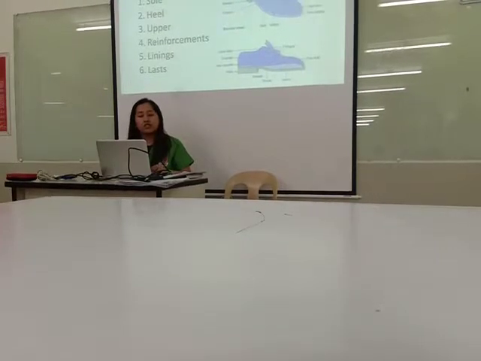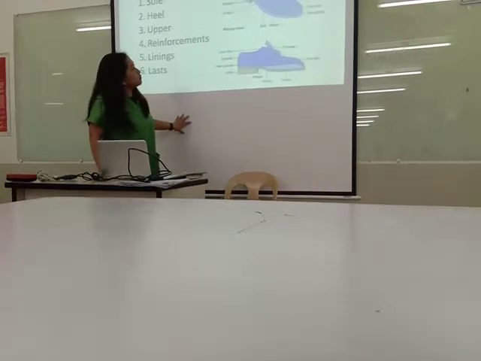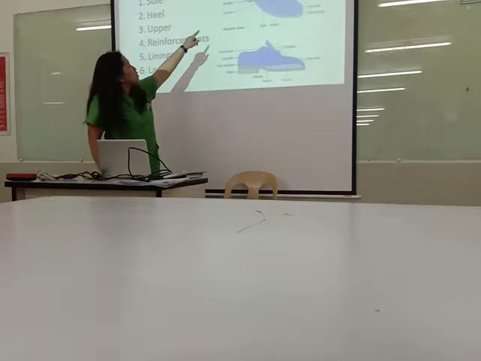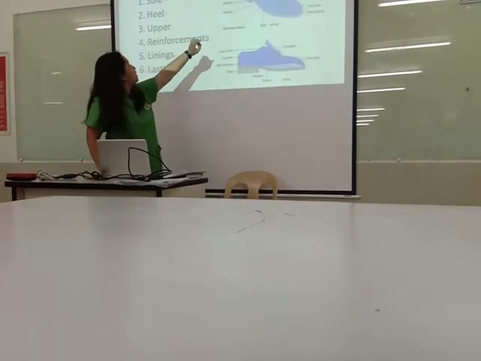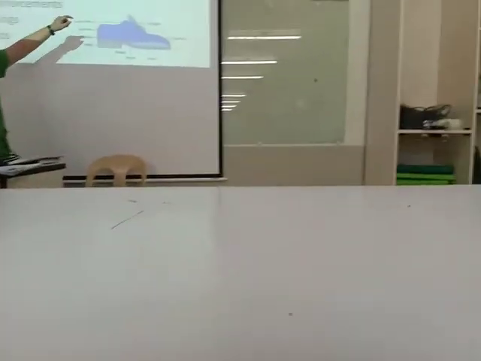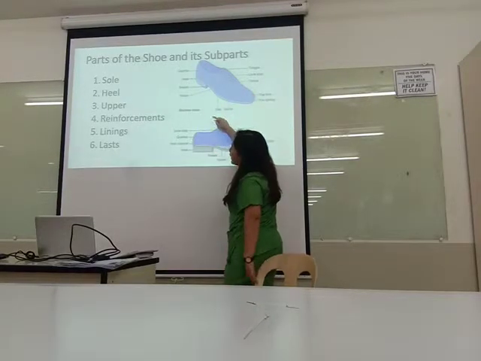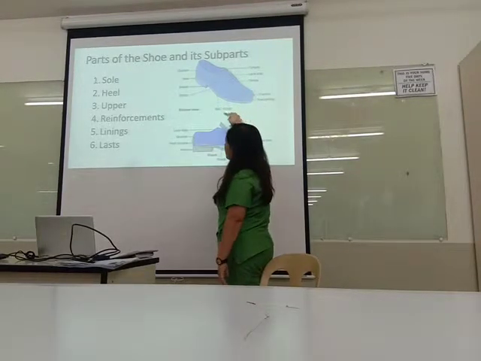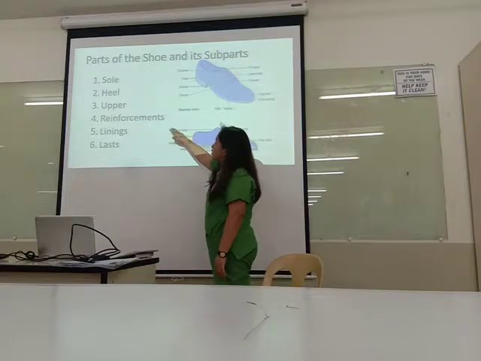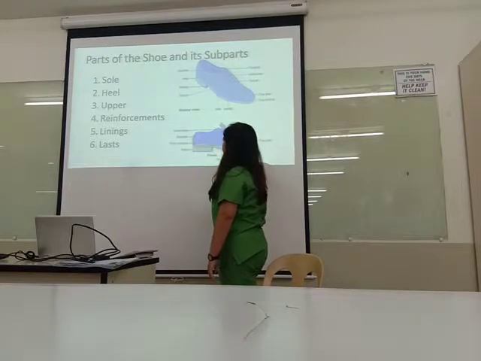So here are the parts of the shoe. First is the sole. The sole, and then the heel, then the uppers. Then the reinforcements, which we will tackle later, and then the linings and the last.